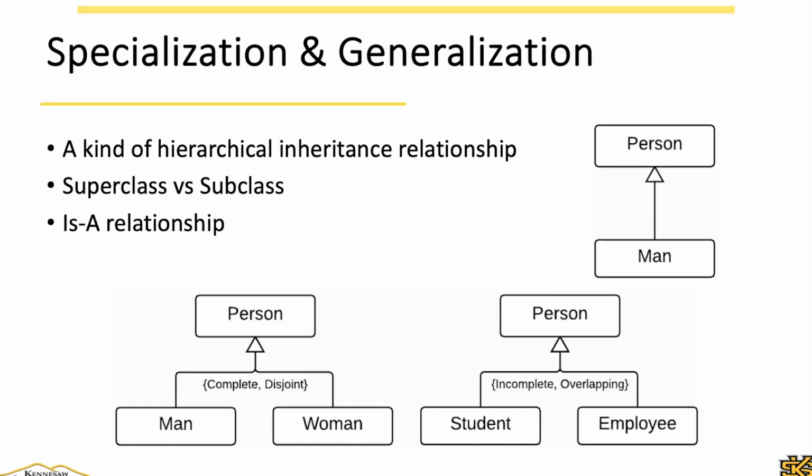In another example, you might have a person as a superclass, and the subclasses could be an employee and a student, such as when modeling a university system. Here, the person can be both a student and also an employee, showing how a subclass can inherit from the superclass while also having its own specific attributes.